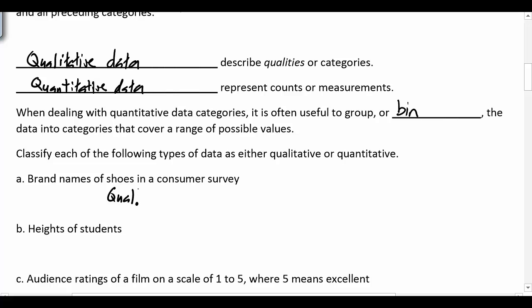Okay. Heights of students. If I ask you how tall are you, you'd say, well, I'm 5'7". You might say I'm 42 inches. I'm 58 inches. You would give me a number. So that's what fits into the quantitative category. So qualitative, quantitative.